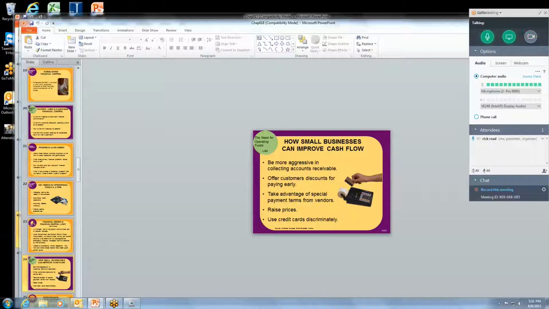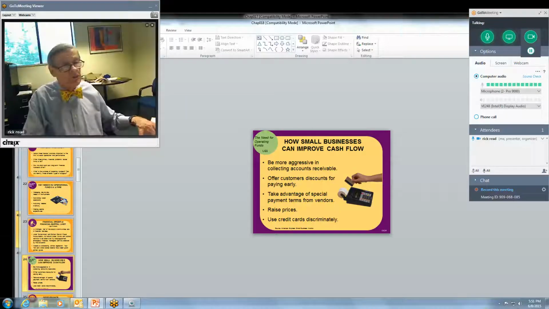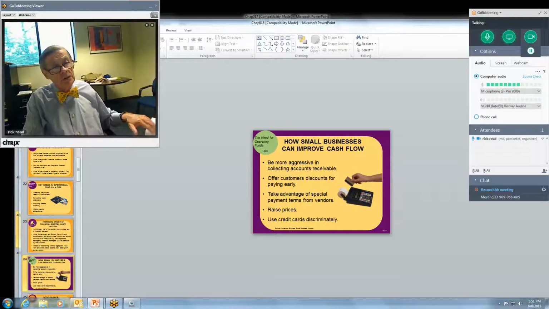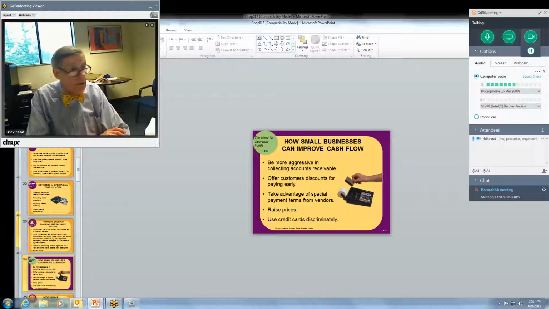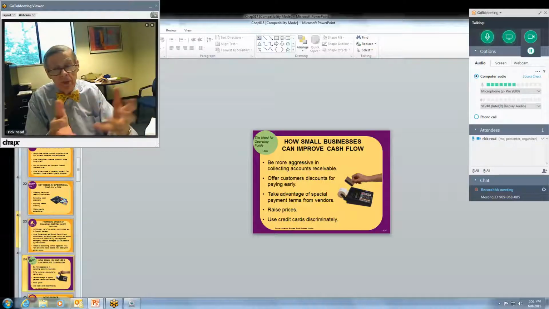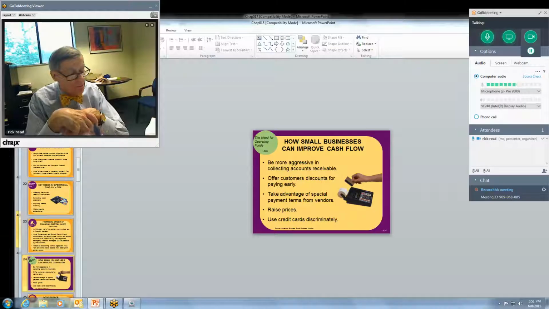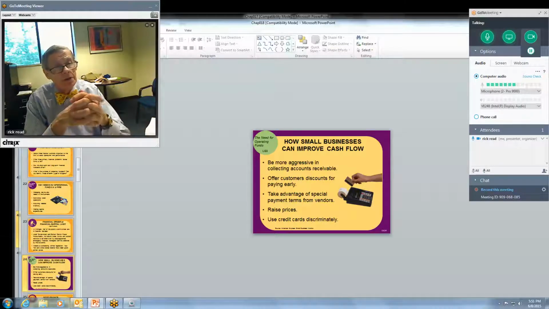These are ways you can be more aggressive in improving cash flow. Go after your accounts receivable. Offer them discounts if they pay within a certain amount of time. You can get your money back, which is the next bullet right there.